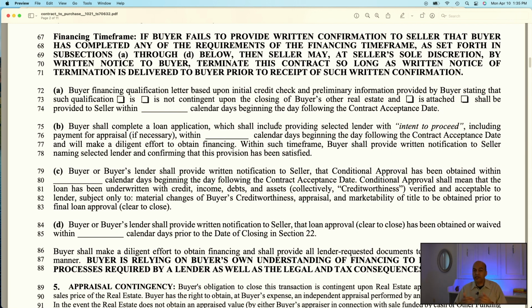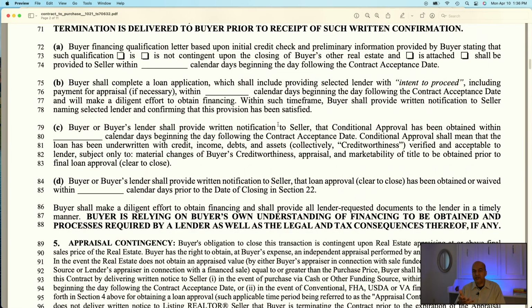Generally, sellers are going to want that pre-approval letter pretty quick, so if a buyer is going to provide it, if they don't have it right away, try and get it within a day or two at best. Usually these sellers are going to be hesitant to accept an offer until they see that pre-approval letter.